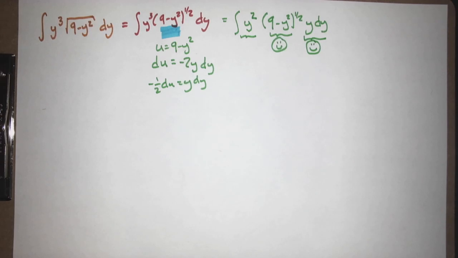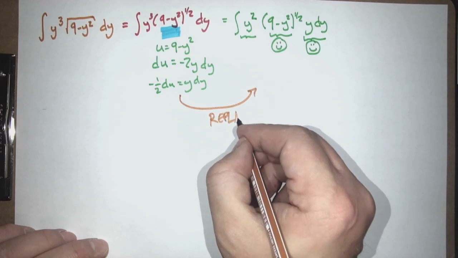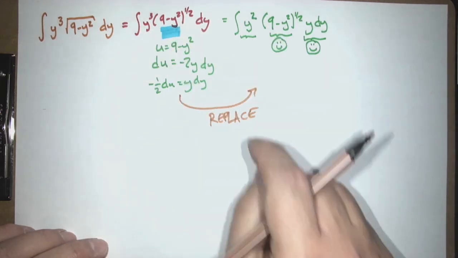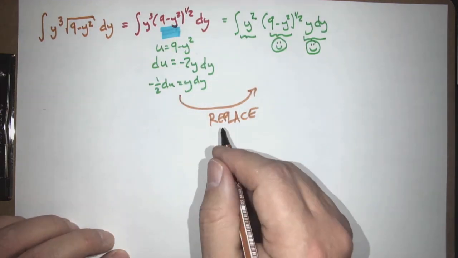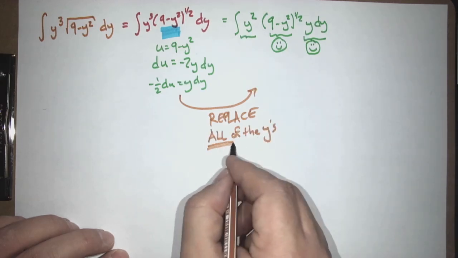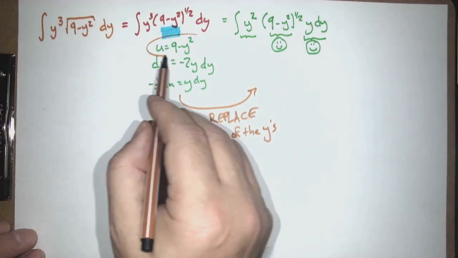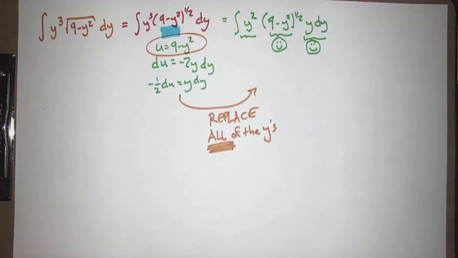What's the mantra you have? When you're making a substitution, you need to replace which of the y's have to be replaced? All of them. That's the key. And you might say, but this is just doing some of them. That's okay. You still have a relationship. U equals 9 minus y squared can tell you how to get some of the stragglers. What's another way to write u equals 9 minus y squared?